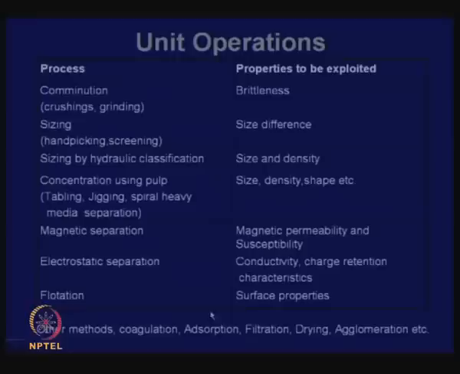Now, pulp concentration using a pulp is a very important method of separating different kinds of minerals. By a pulp, we mean the solids that have been crushed and ground, and then mixed with water. So, we have solids, say 10%, 15%, 20% solids in water. It's called a pulp. It can be agitated, it can be made to flow. So, we'll say a pulp is flowing.